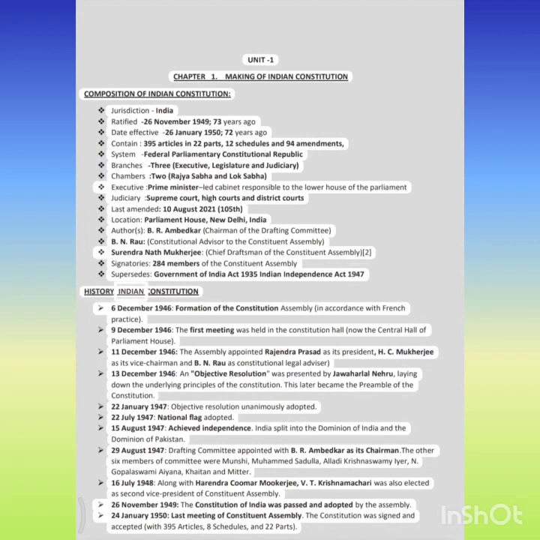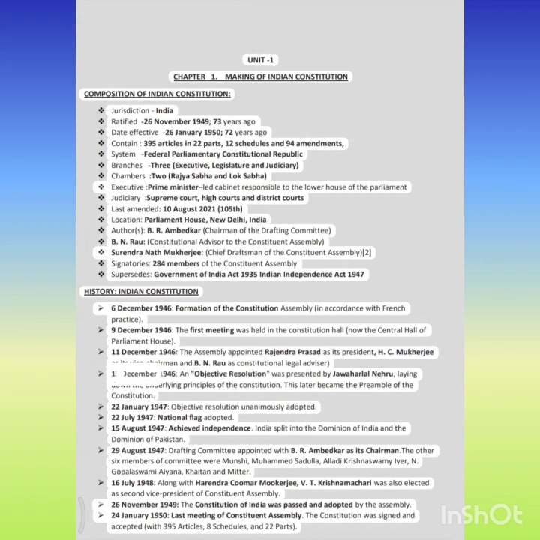History of the Indian Constitution. The 6th of December 1946, formation of the Constituent Assembly, in accordance with French practice. The 9th of December 1946, the first meeting was held in the Constitution Hall, now the Central Hall of Parliament House. The 11th of December 1946, the Assembly appointed Rajendra Prasad as its president, H.C. Mukherjee as its vice chairman, and B.N. Rao as constitutional legal advisor.